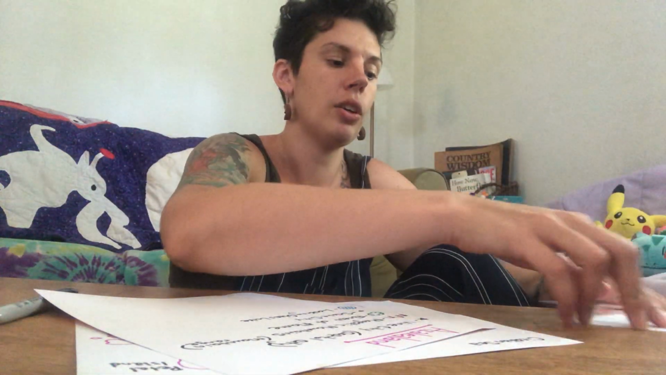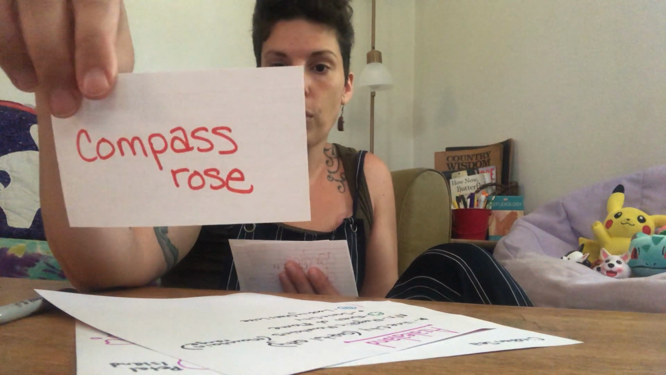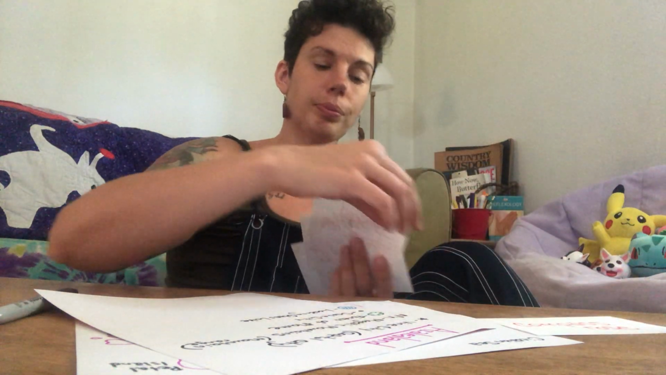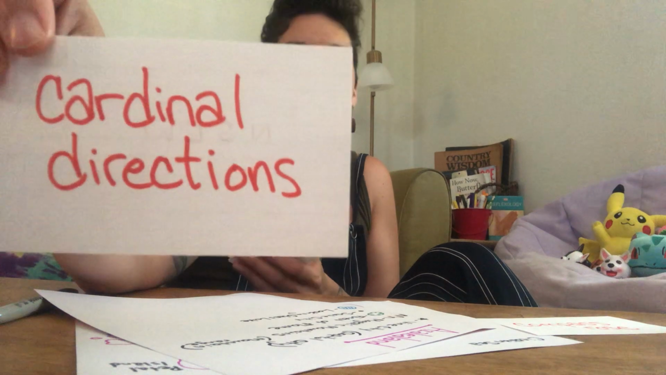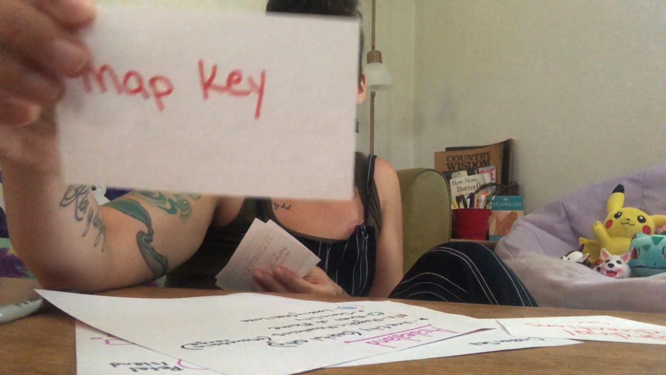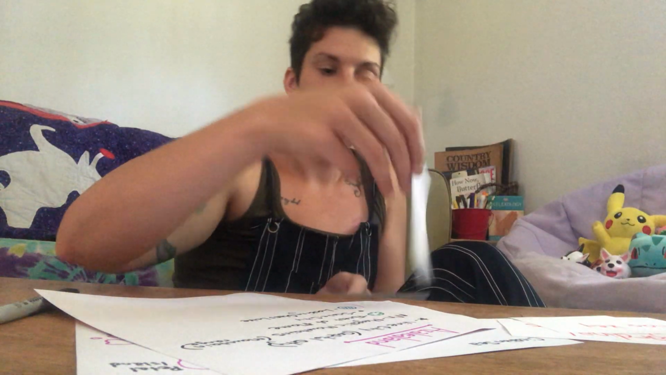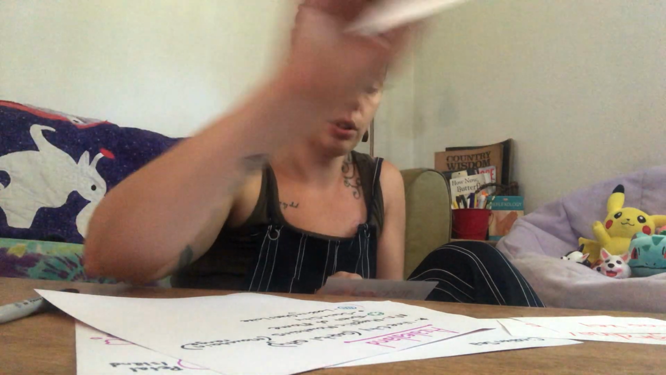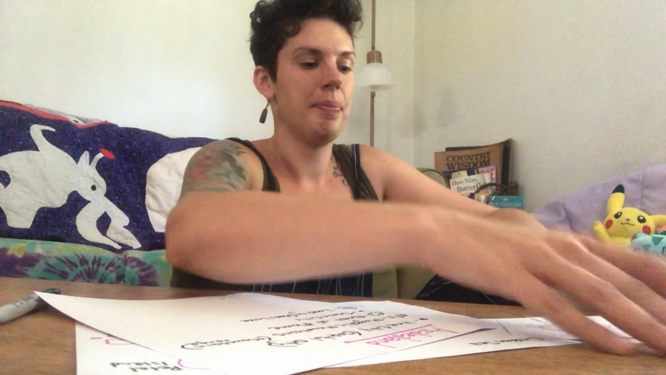And let's see, we learned some new vocabulary words today. We learned compass rose, which shows the directions on a map, the cardinal directions on a map. We learned that cardinal directions are north, east, south, and west. We learned that a map key explains the symbols on a map and saves room. We learned that a mountain range is a line of mountains connected by high ground. And we learned that an archipelago is a group of islands.